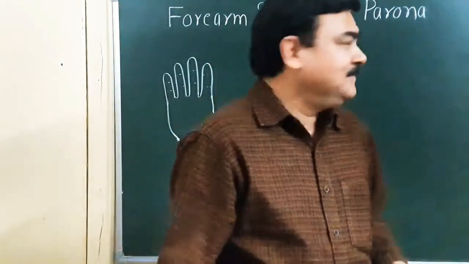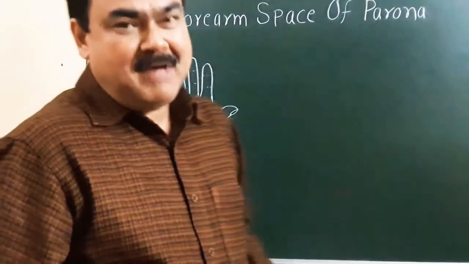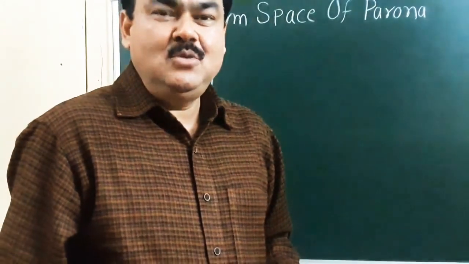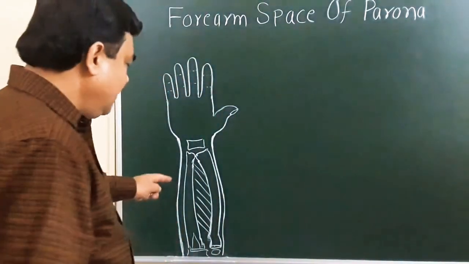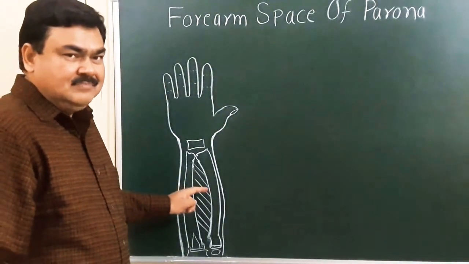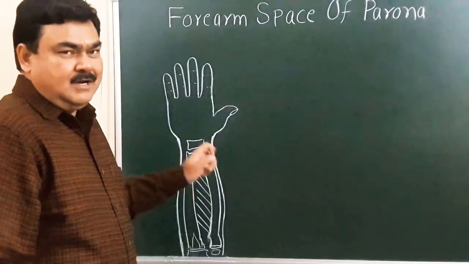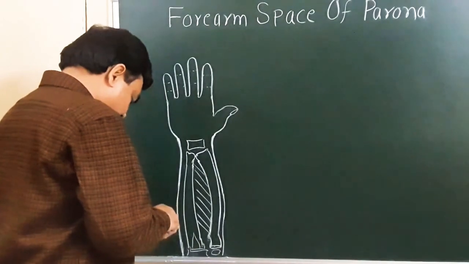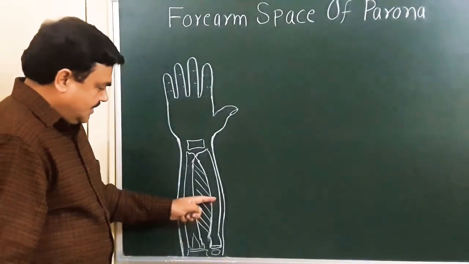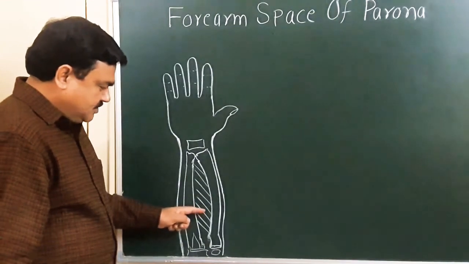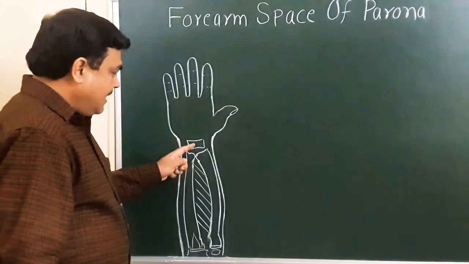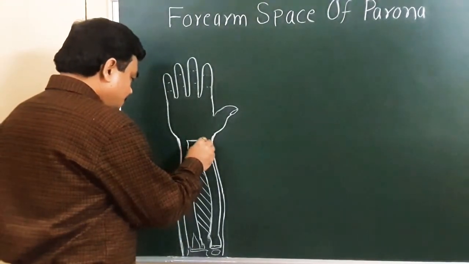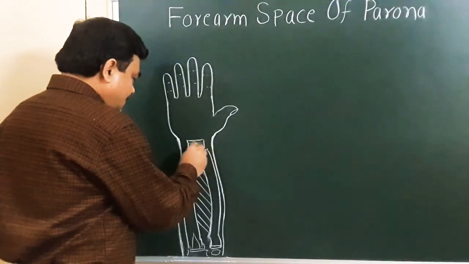Now I'll discuss the forearm spaces, the space of Parona. These are potential spaces filled with loose connective tissue present in the anterior compartment of the forearm. These are clinically very important spaces. In this diagram, you can see this is the radius, this is the ulna, here is the interosseous membrane, and this is the flexor retinaculum.